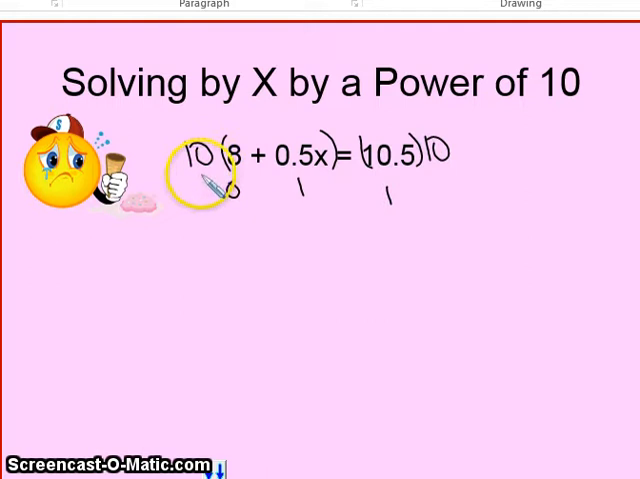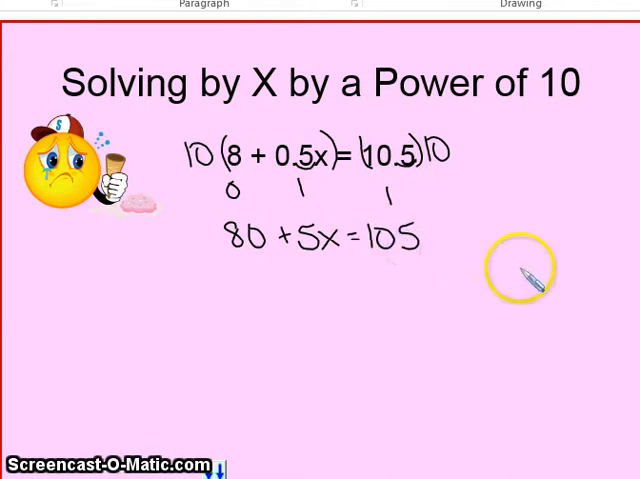Now we can use the distributive property on the left side. 10 times 8, that's easy, that's 80. Now 10 times 0.5, since we're multiplying a decimal by a power of 10, we can move the decimal point that many places to the right. 10 has 1 zero, so we move the decimal point 1 place to the right, and we get 5x. And it equals 10.5 times 10, decimal point, again, 1 place to the right, to get 105.